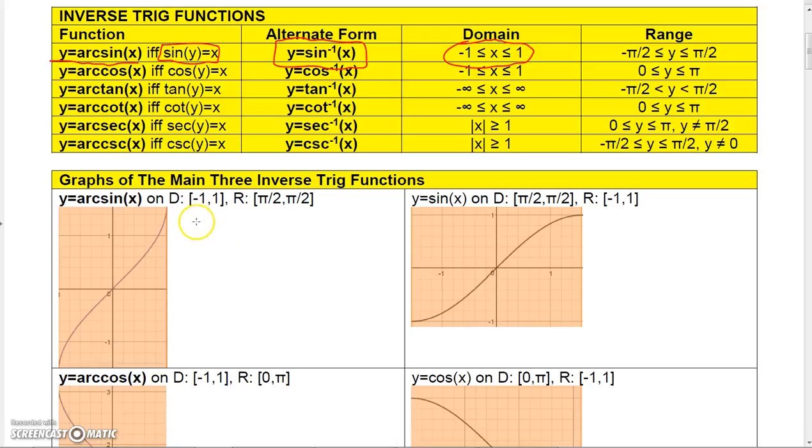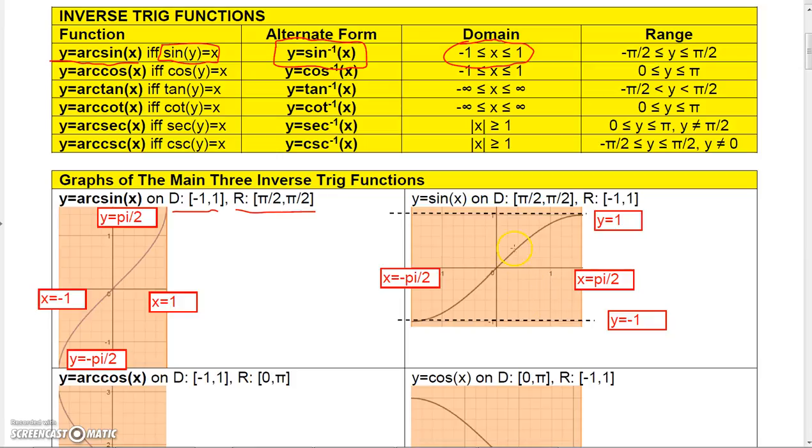Okay, so basically when we have the arcsine function, the domain is -1 to 1 and the range is -pi over 2 to pi over 2. And actually this function is derived as the inverse of the sine function. So if you look over here, you'll see the sine function and its domain is -pi over 2 to pi over 2 and its range is -1 to 1. Let me mark this up for you. Okay, so let's take a look at this sine function here.